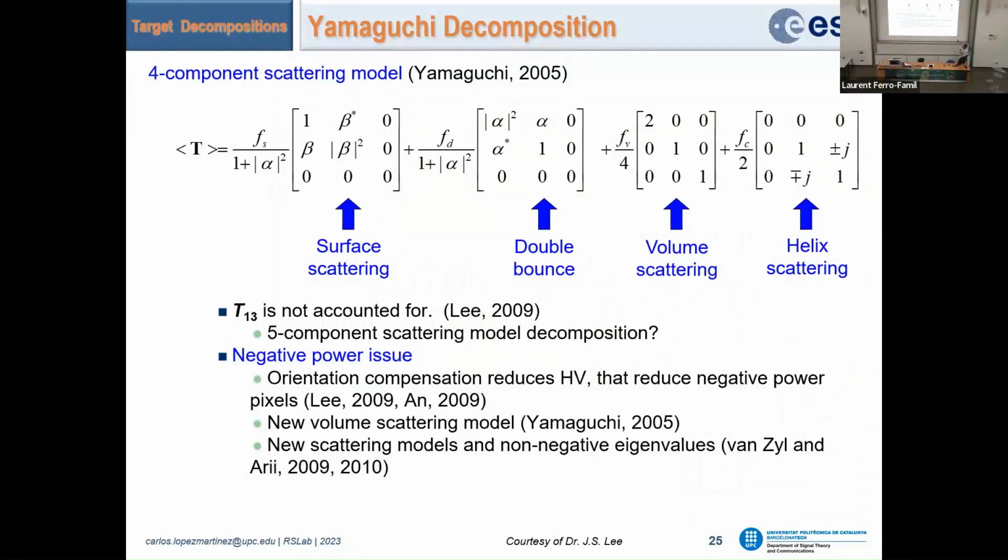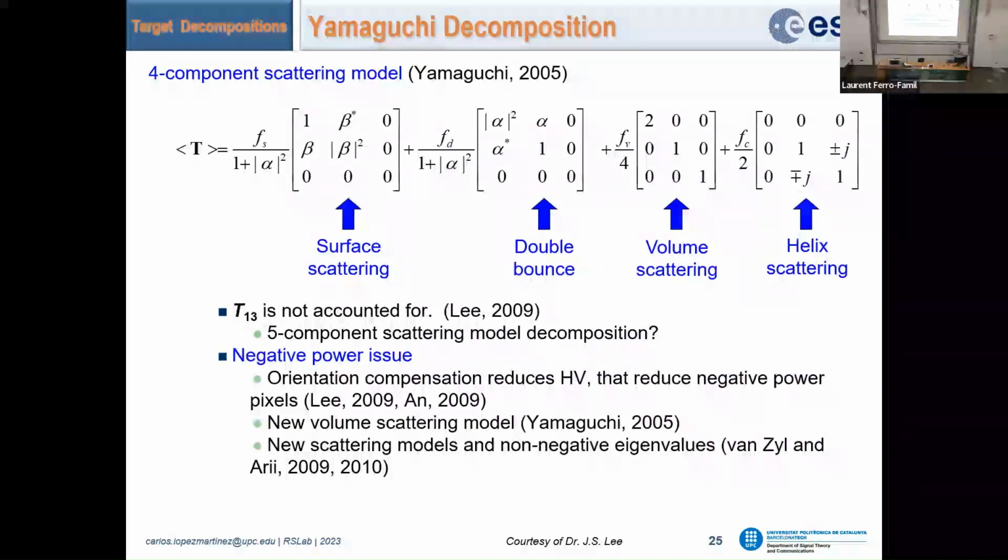Yamaguchi in 2005 introduced more elements to try to overcome this overestimation. And finally, Jakob van Zyl came in 2009 and 2010 with a very elegant solution, an algorithm that avoids the introduction of negative powers. And the result is that they do not overestimate the volume. I mean, estimation of the volume is super complex, because it goes to electromagnetics, the multiple bounces, etc.